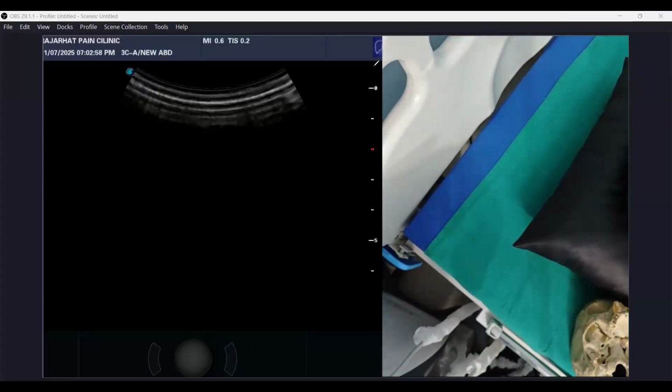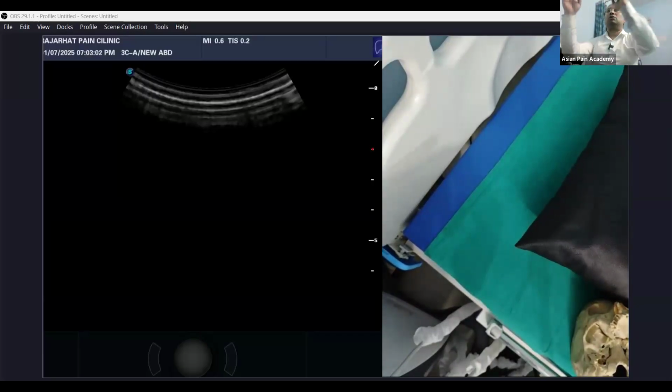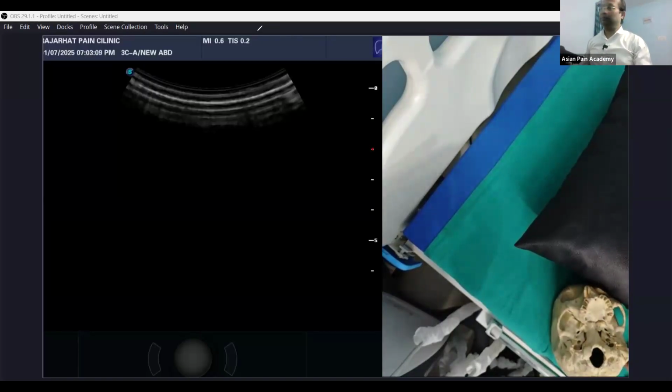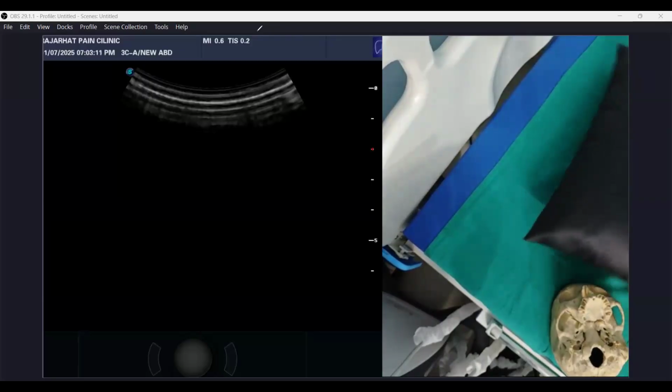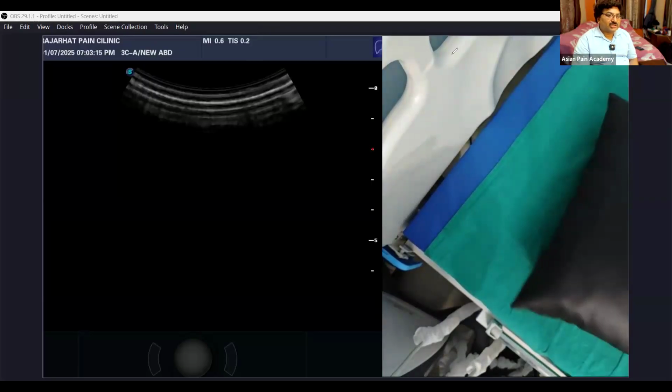Even for alcohol, phenol. We are using phenol most of the time here, so you should not inject phenol inside the vessel. That's it. Okay, thank you. And check the coagulation profile as well before. Coagulation profile and platelet function. That should be normal.